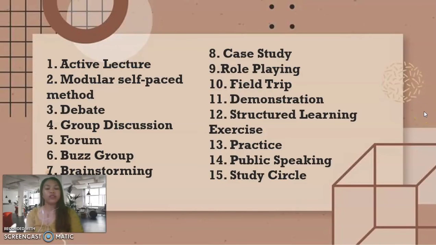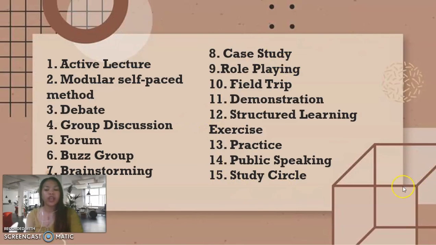So these are the 15 training delivery methods: active lecture, modular self-paced method, debate, group discussion, forum, buzz group, brainstorming, case study, role-playing, field trip, demonstration, structured learning exercise or SLE, practice, public speaking, and study circle.